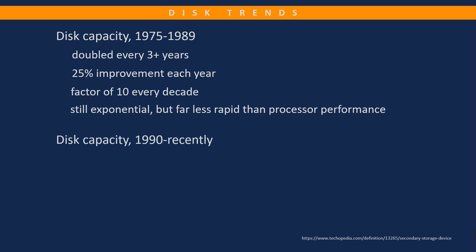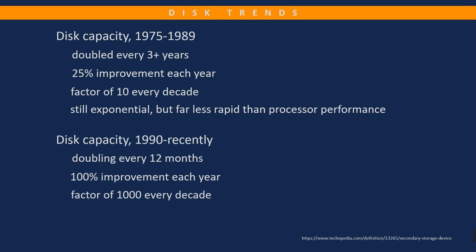This capacity during the 1990s and more recently doubled every 12 months. So every year the capacity now doubles. There is now a 100% improvement each year, and a factor of 1000 every decade. The capacity growth is now 10 times as fast as the processors' performance. So the hard disk has overtaken the processors 10 times over.